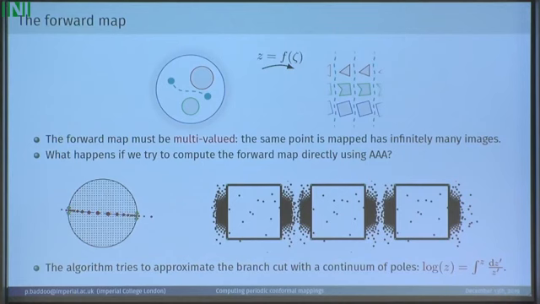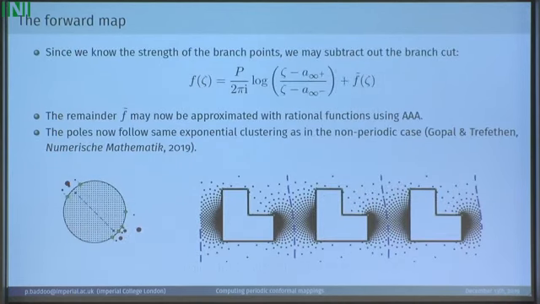So the way that we deal with this is by subtracting out that singularity, because in this case, we know the strength of the singularity and we know its location. Because we know the period of the domain, the coefficient of these logs must be the period divided by 2πi. Because then when you wind around that branch point, you're going to add the period to the argument, which is exactly what you want. And now we can approximate this remainder f using rational function approximation, particularly using AAA. That is a way of accurately representing the branch points on the boundary and the singularities there.